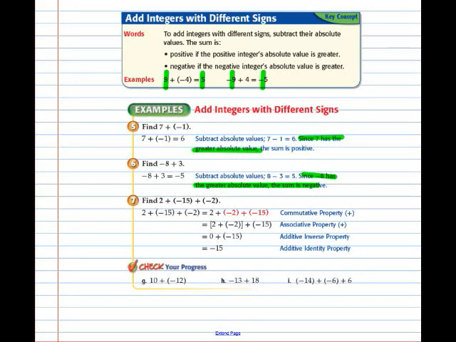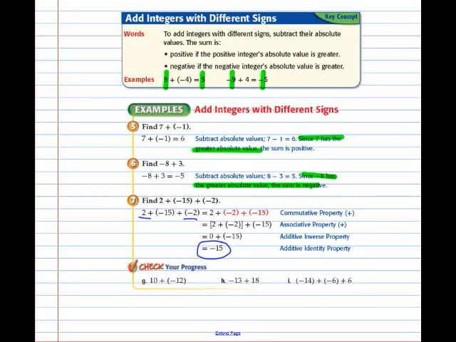In example number 7, what you see is use of the commutative and associative properties. We notice here that we have 2 and negative 2. If we change the order of the negative 15 and the negative 2 using the commutative property and then regroup the 2 and the negative 2, noticing that those are additive inverses, that gives us a result of 0. So then our sum is simply negative 15.